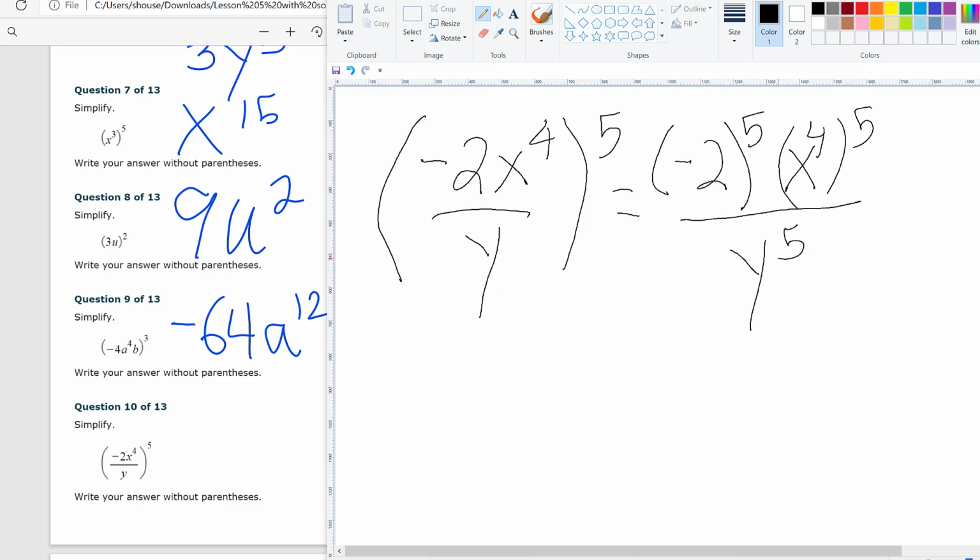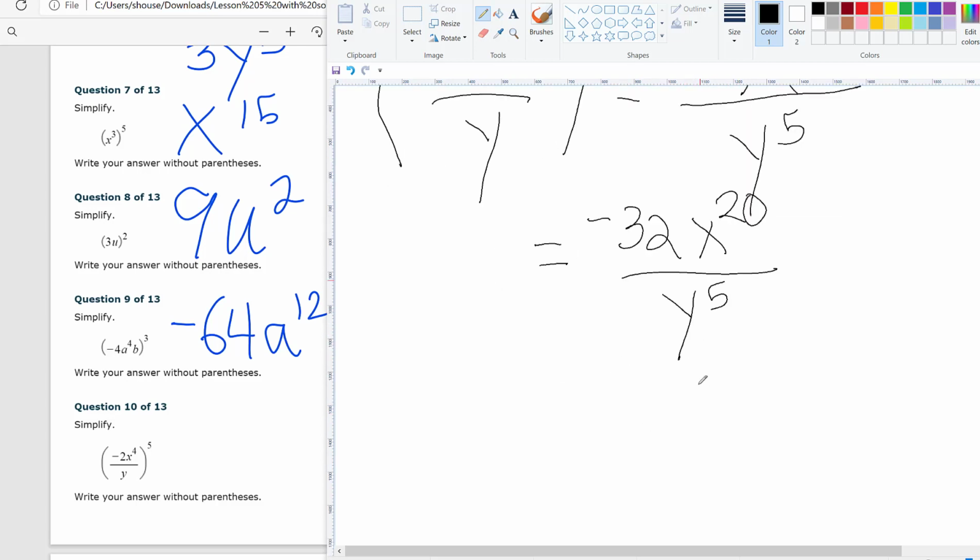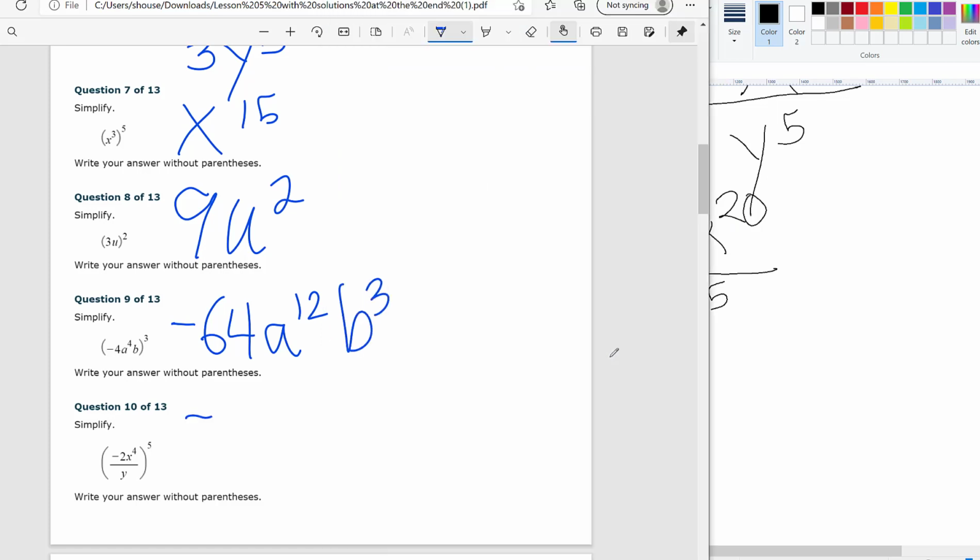Now that y is positive, so I'm going to just leave it y to the 5th. There's no minus sign down there. Do this on the calculator, -32, x to the 20 over y to the 5th. And there's nothing to reduce here because there are no other numbers, and x's and y's cannot be reduced. Okay, those would have to be the same base in order to reduce. So -32 x to the 20th over y to the 5th.